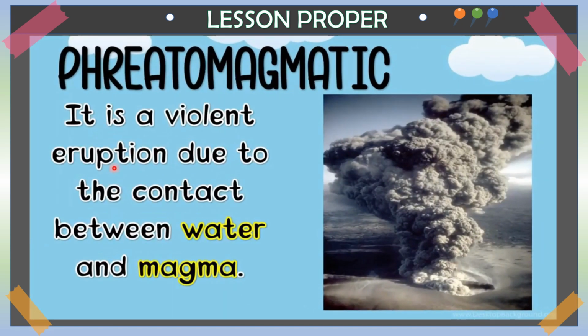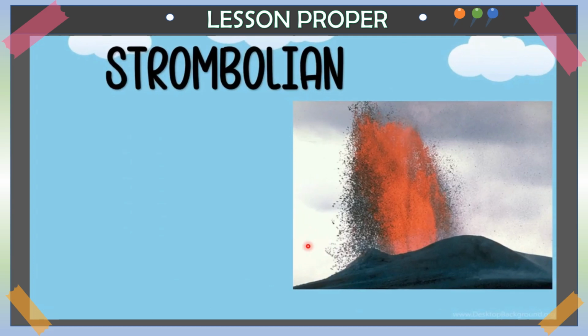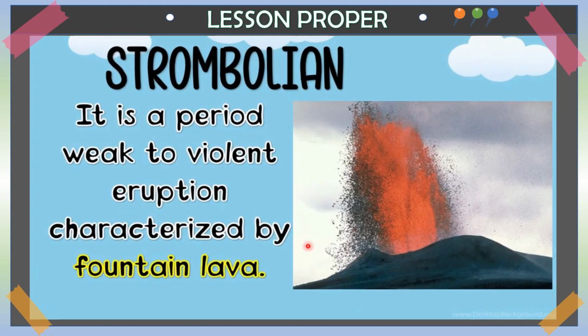Next we have phreatomagmatic. It is a violent eruption due to the contact between water and magma. Unlike phreatic, that happens because hot rocks come in contact with water, phreatomagmatic eruption happens if there is an interaction between water and magma, resulting in a violent fine ash eruption. The third is strombolian. It is a mild to violent eruption, characterized by fountain lava.